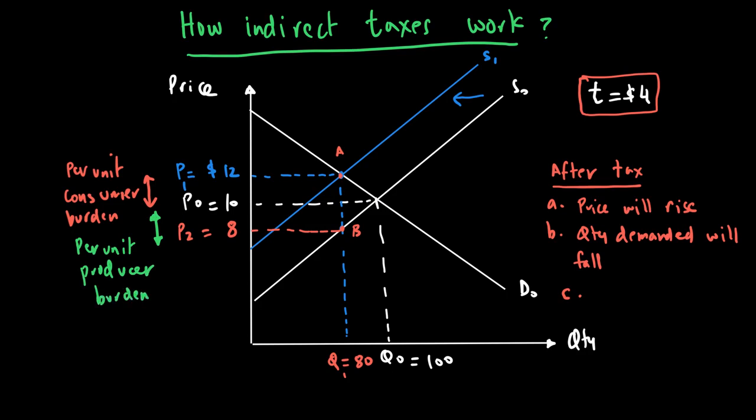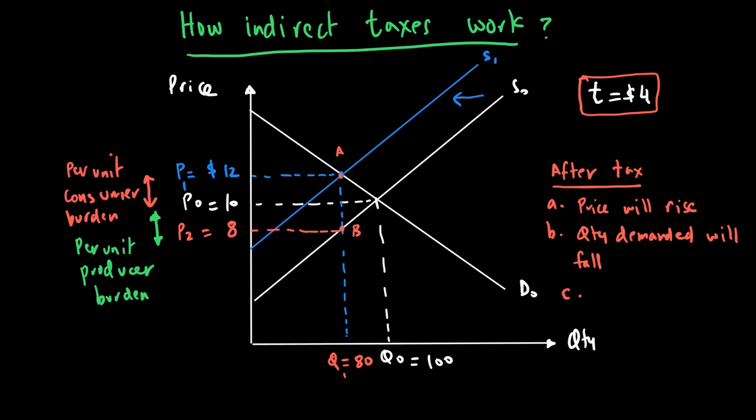So what we say is that when you put a tax on a good, the price may not rise by the whole amount of the tax. In fact, it can rise by an amount lower than the tax that you put. For example, 10 was the price before and now it is 12 rather than 14. So the consumer ends up paying some part of the tax and the producer pays another part of the tax. And the total tax is this vertical distance, which is 12 minus 8, or $4.